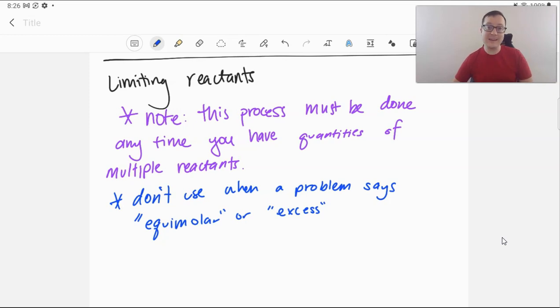Those two words indicate that we have an extra amount of one of our reactants, and so we don't need to worry about that one running out. And so we're going to assume that the one that is not in excess is going to run out at some point. And so that's going to guide the amount we can make.